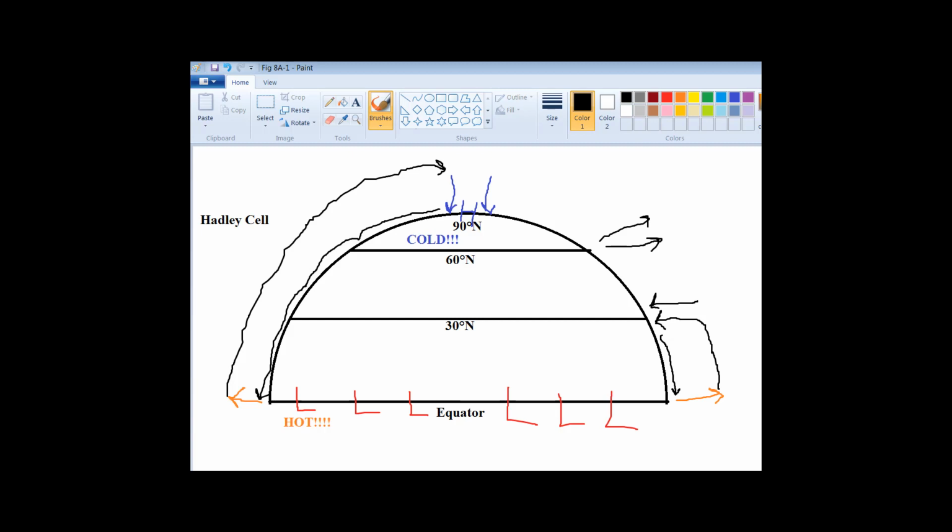And that should be all that you need to know for the single cell and the 3-celled models, at least for the time being. What I'm going to do next is I'm going to show you a little bit about the windy.com website. And then after that, what I'm going to do is I'm going to then introduce you to what are called the trade winds.